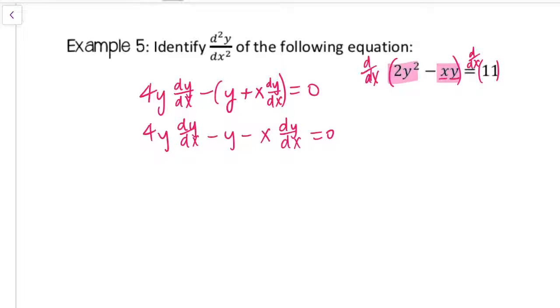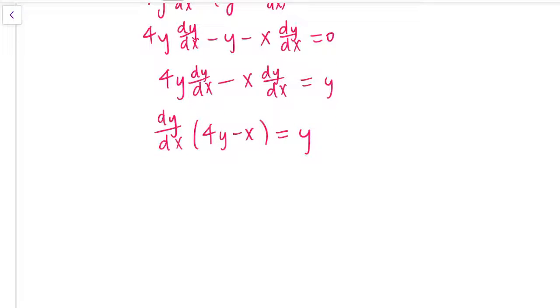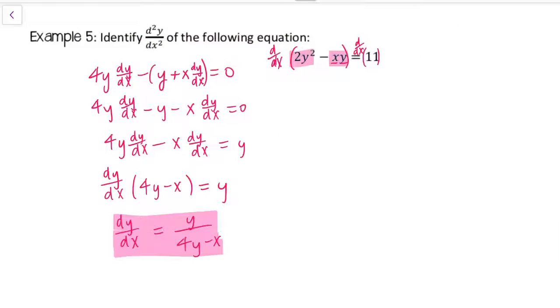We'll go ahead and move that minus y over to the other side. So we can get everything with a dy dx on the left, anything without on the right. So minus x dy dx equals y. Factor out the dy dx just like before. And go ahead and divide in order to solve for dy dx. So dy dx will equal y over 4y minus x. So we're going to hold on to this because this is important to come back to later. But for right now, that's our first derivative.